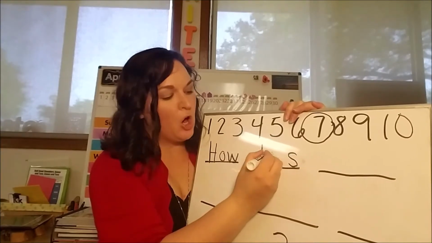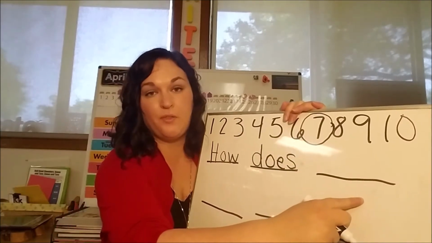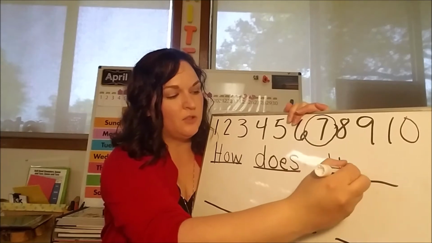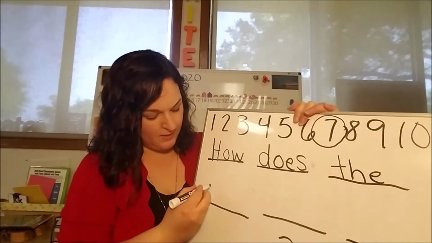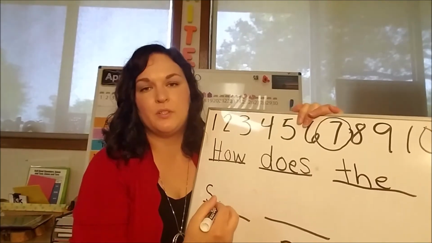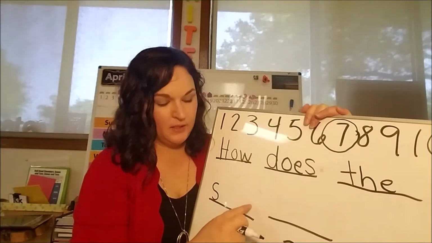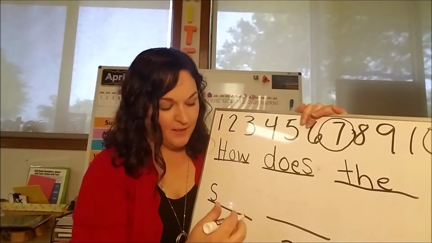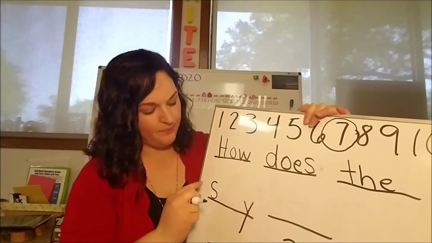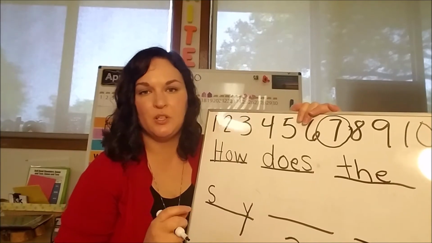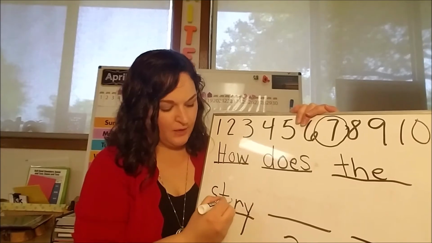I know that there is an O and an E. How does the? We know that the is spelled T-H-E. How does the story? It's an S. What other sounds do we hear in story? And the ending sound is E, but it sounds like an E, but I know that it is a Y. Sometimes when the Y is at the end of a word, it can sound like E. So what else do we hear in the word story? St, that's a T. Store, an R. And I know there's an O here.